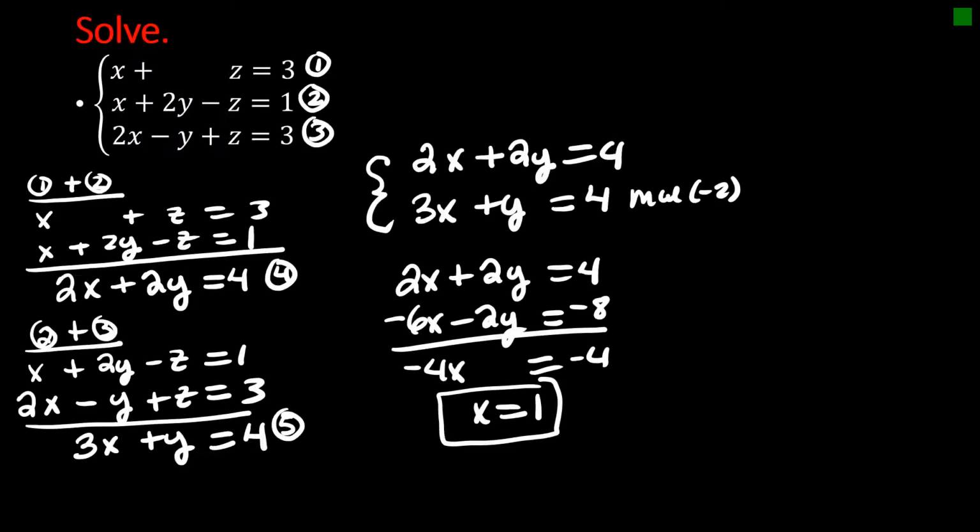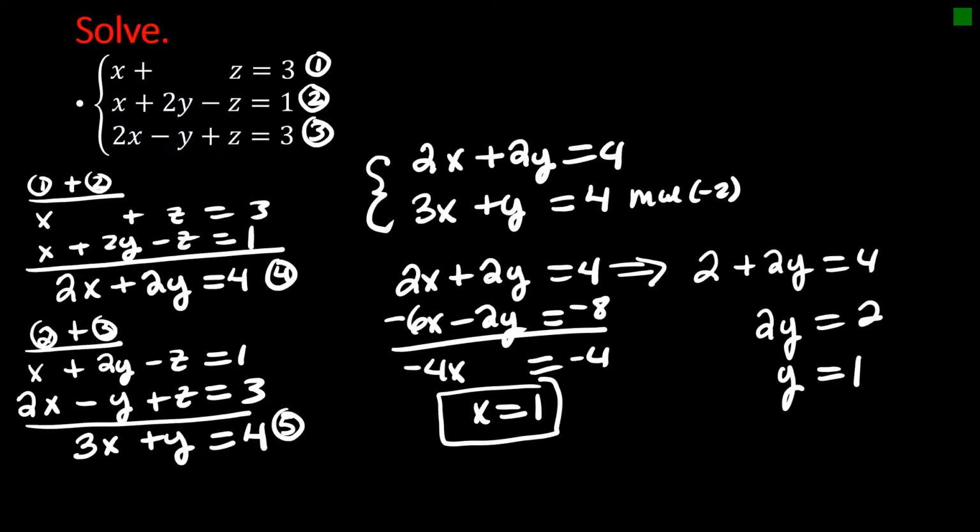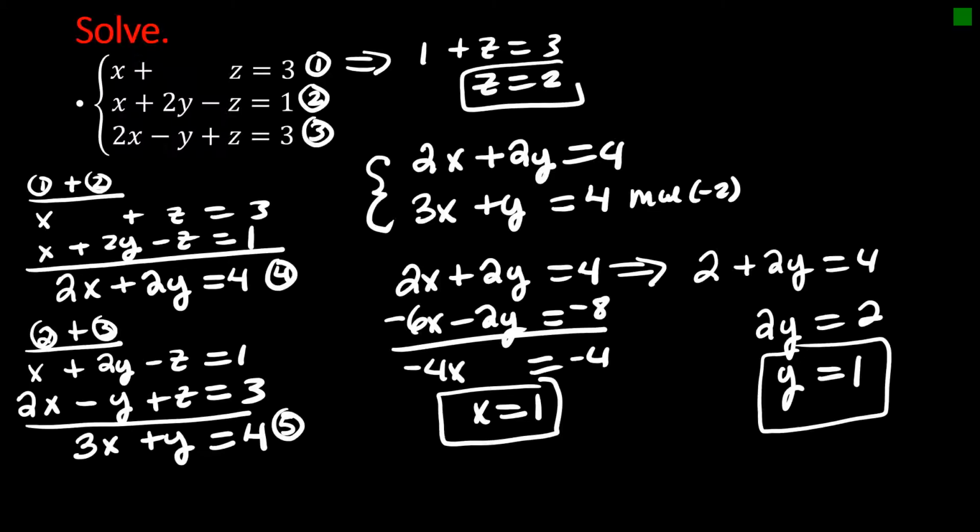I need to find my y value. So I'm going to go here to find my y value. 2 times x is 2, so 2 plus 2y equals 4. If I subtract 2 from both sides, 2y is 2, or y is 1. Now I have to find my z, and I'm going to go here. X, which is 1, plus z equals 3, so z is 2. So my solution set is the ordered triple 1, 1, 2.